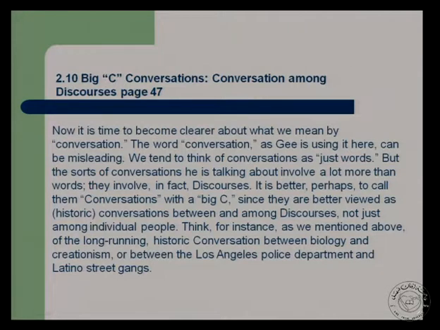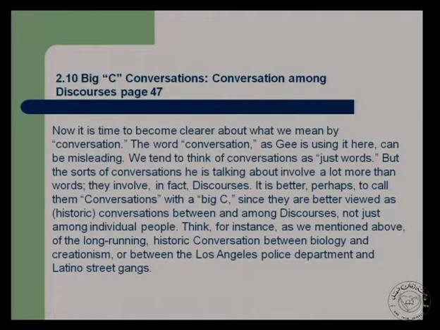Latino street gangs are gangs that live in Los Angeles, from hundreds of years ago to tens of years ago. Now, we're talking about a conversation between discourses, between ideas, being a person who belongs to the Latino street gangs, or a person belonging to the Los Angeles Police. So the conversation takes place not between George, who is one of the Los Angeles Police Department, and, for example, Mario, who is one of the Latino street gangs.